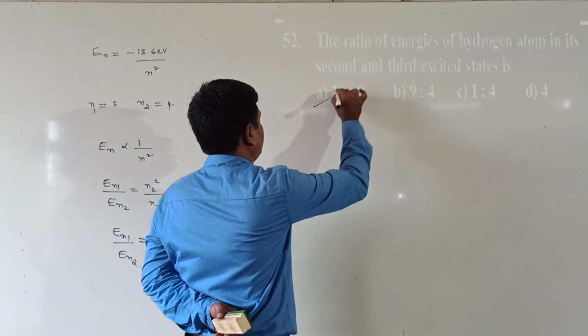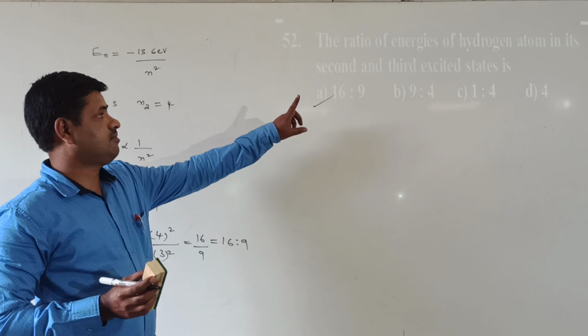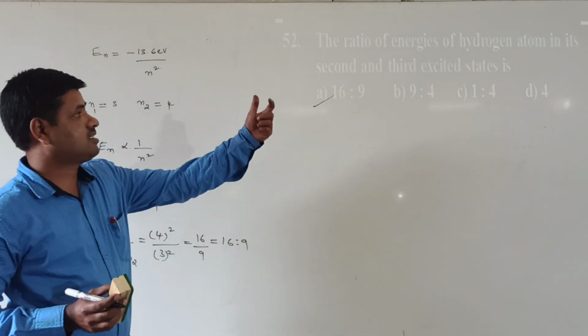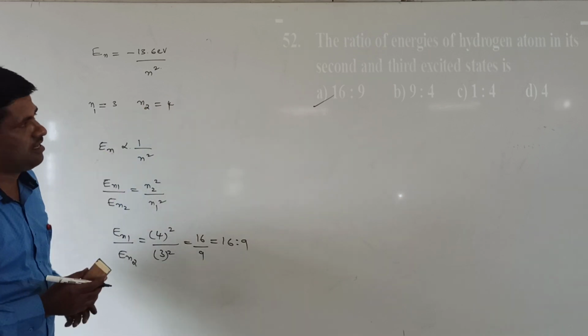Which option is correct here? Option A is correct. Second excited state means n value takes 3. Third excited state means n value takes 4. Don't confuse them.